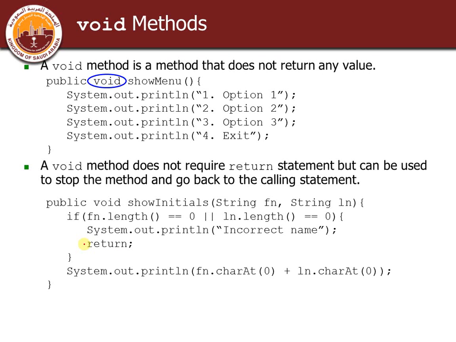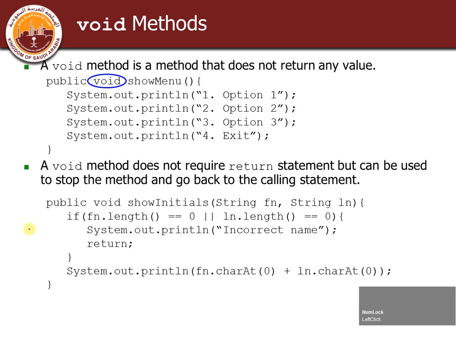Return means like the break. You remember when we've seen the break in the loop statements? So what does the break do? Stop the looping and get out of the loop. This return does the same thing. If I reach it, I'm going to stop the execution and get out of the method. Yes.